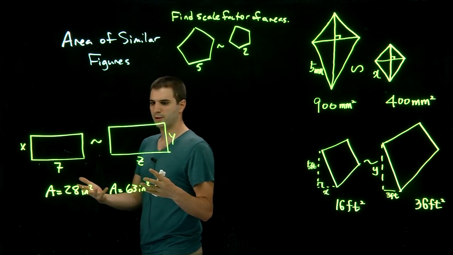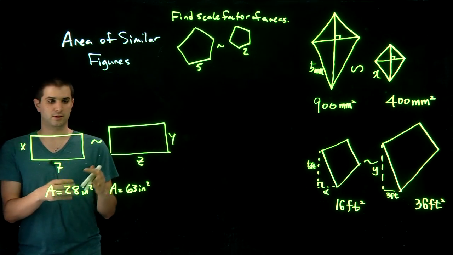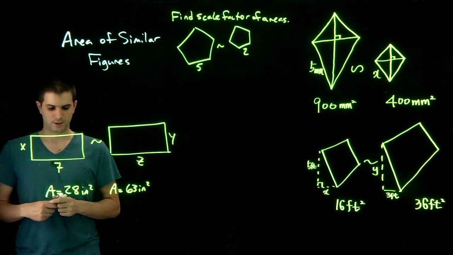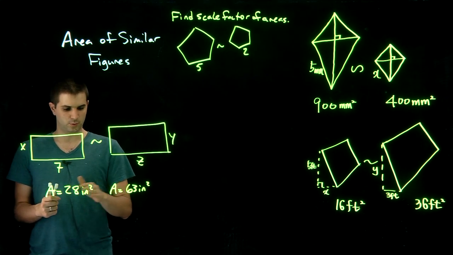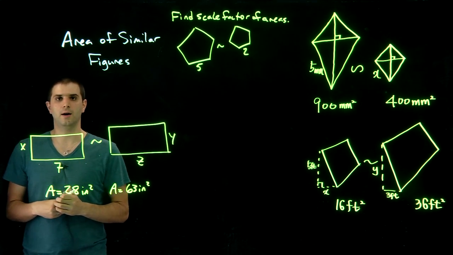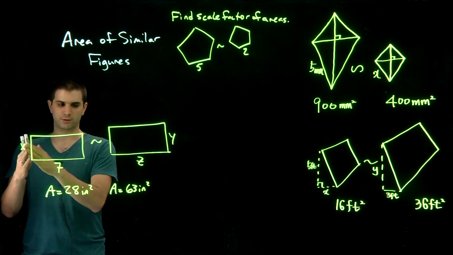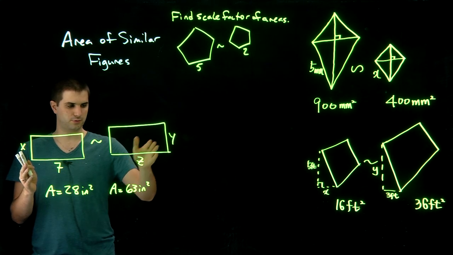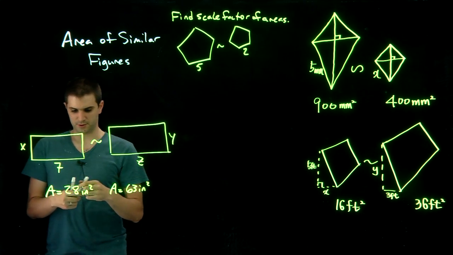So in our first problem here we have two rectangles. They're given as similar, and we have their areas. We have one side of one of the quadrilaterals, and we want to find the other three sides. So how are we going to do this?